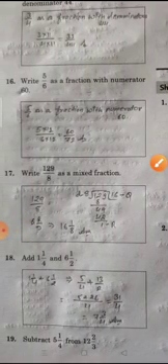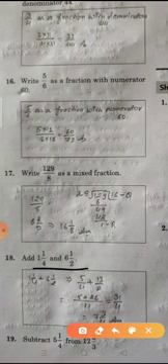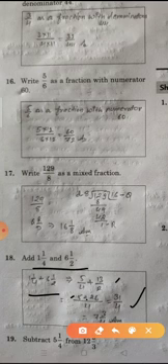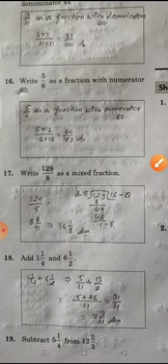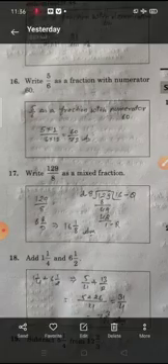Question number 18. Add 1 whole 1 upon 4 and 6 whole 1 upon 2. So student, first we convert the mixed fractions into improper fractions. So 4 times 1 is 4 plus 1 is 5 upon 4, 6 times 2 is 12 plus 1 is 13 upon 2. Now take LCM 4, then 5 is the same, then 2 times 2 is 4 and 13 times 2 is 26. So 5 plus 26 is 31 upon 4.